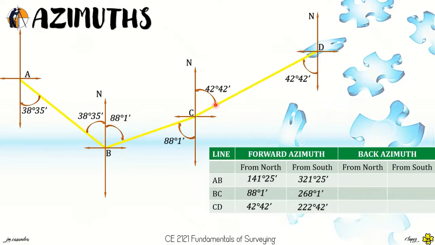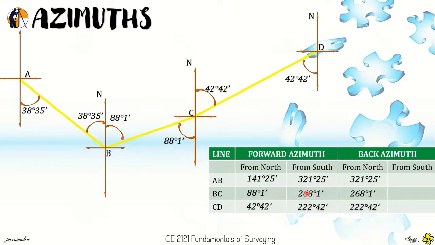So for our back azimuth from the north, since the forward azimuth of AB is less than 180, we add 180 and arrive at 321 degrees 25 minutes. Line BC, less than 180 is its forward azimuth, so we add again 180 degrees, and will arrive at 268 degrees 1 minute. And for CD, it will be 222 degrees 42 minutes.